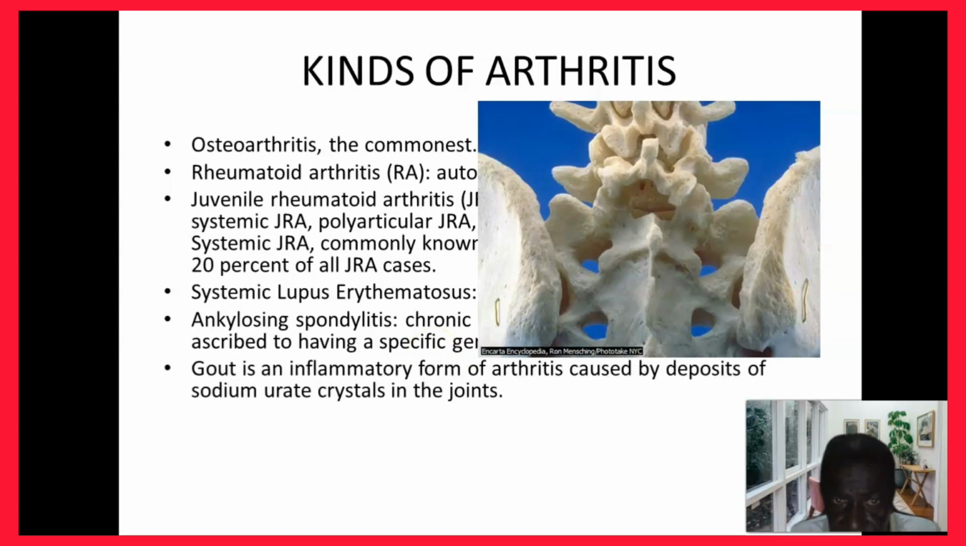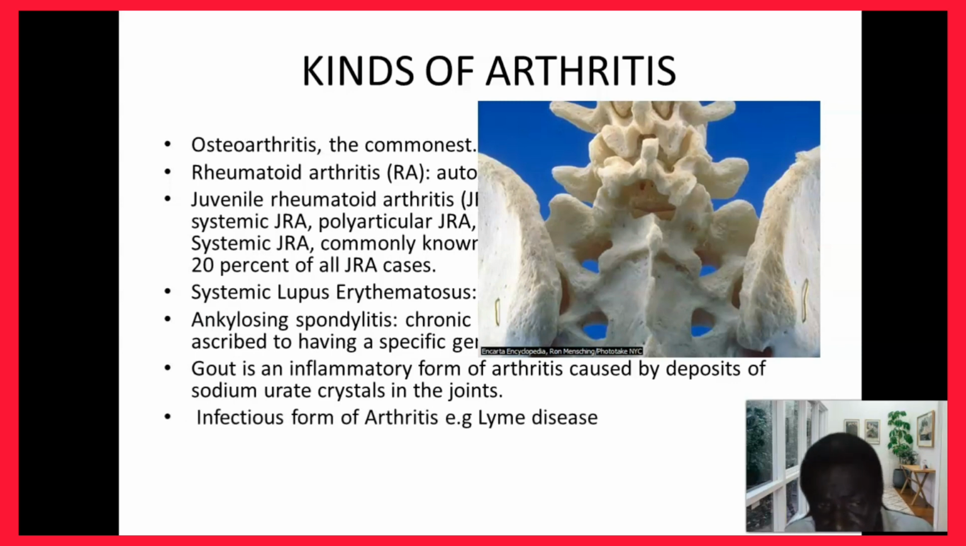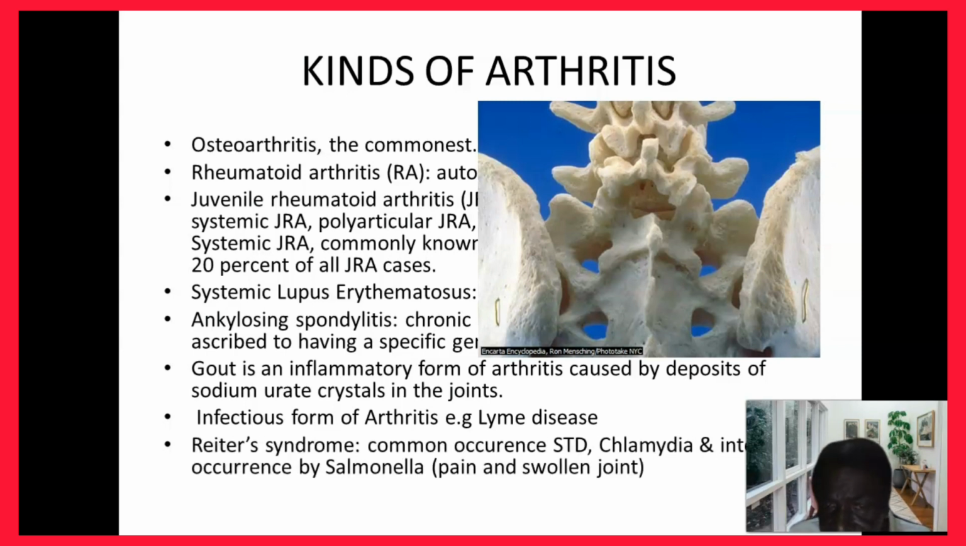Gout is another type of arthritis. Gout is an inflammatory form of arthritis caused by deposit of sodium urate crystals in the joint. Usually it starts with the toe joint. Infectious form of arthritis, an example is Lyme disease and all the other ones. Lyme disease is caused by a spirochete.